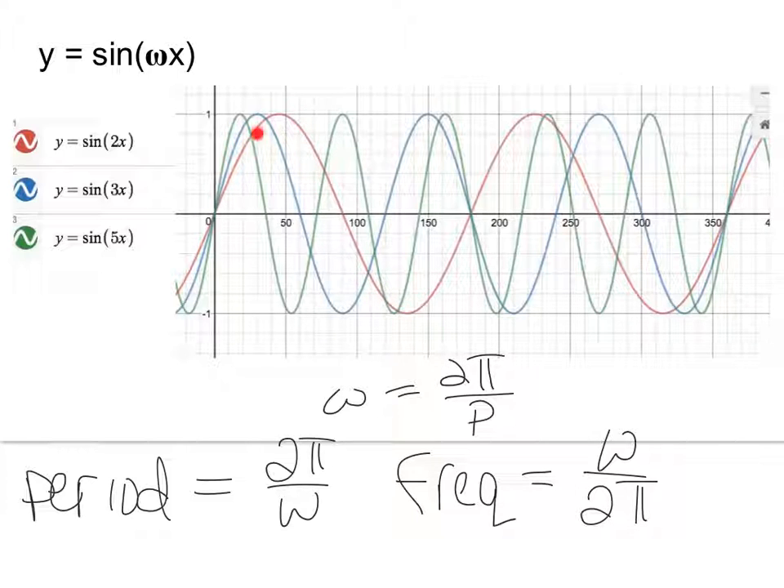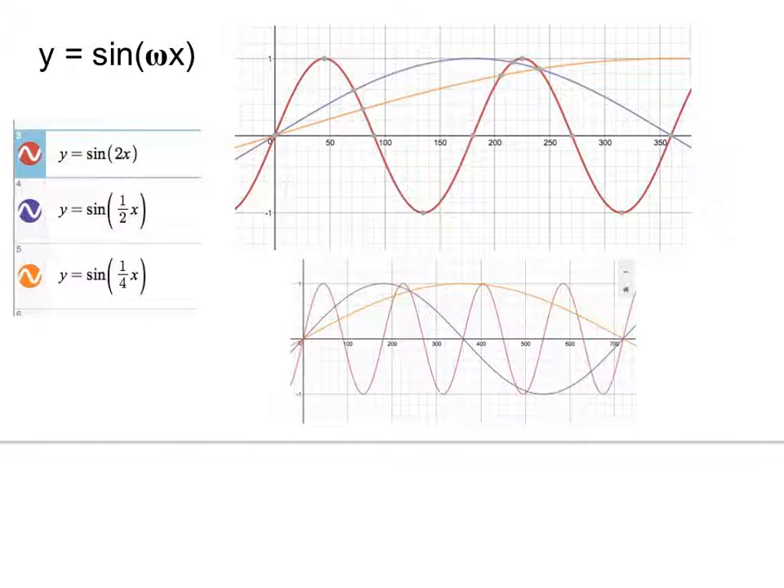Okay, so if we look at the red one, sine of 2x. So I've got 1, 2. I went through the whole thing twice between 0 and 360. So once, that would be at 180, and then twice. If I have 3x, this is the blue one. 1, 2, 3. Okay, I've squished it in together. 5x for the green. 1, 2, 3, 4, 5. Everything's getting squished and squished and squished. Compressed is probably a better way to say it.